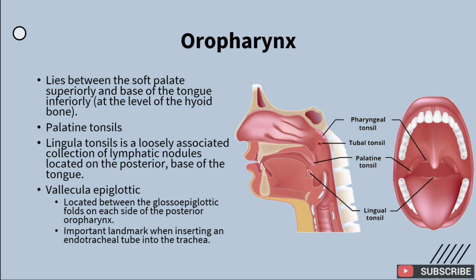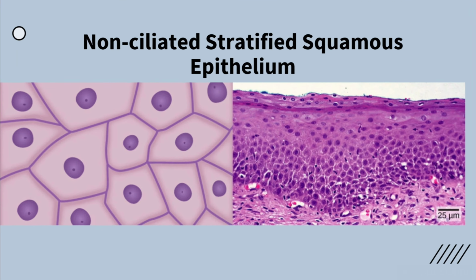Palatine tonsils can be seen here, as well as the lingual tonsils, which is a loosely associated collection of lymphatic nodules located on the posterior base of the tongue. And then you can also see your vallecula epiglottica at this point, which is located between the glossoepiglottic folds on each side of the posterior oropharynx. It is an important landmark when you're inserting the endotracheal tube into the trachea. And the cell structure seen in the oropharynx is the non-keratinized stratified squamous epithelium.